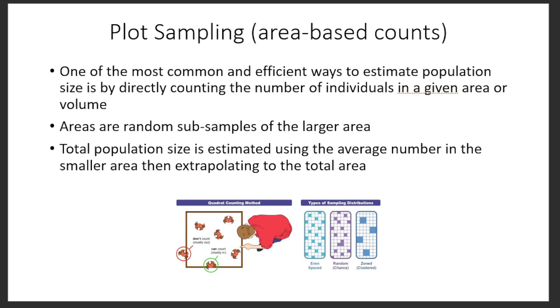So let's do plot sampling, or area-based counts. This is the most common and effective way to estimate population size, by directly counting the number of individuals in a given area or volume. The areas are random subsamples of a larger area. The total population size is estimated by using the average number in the smaller areas, then expanding it to cover the total area.